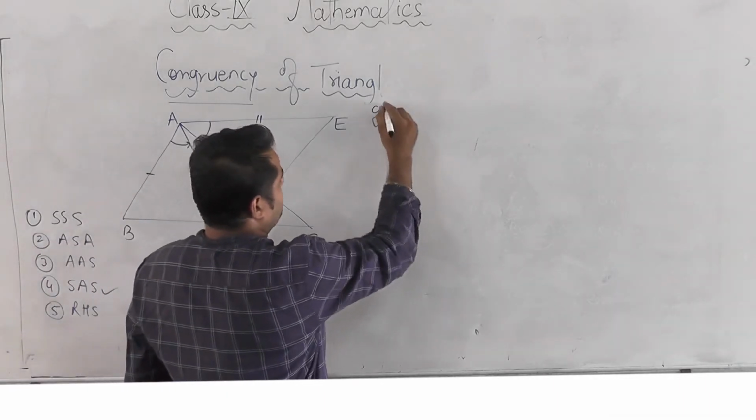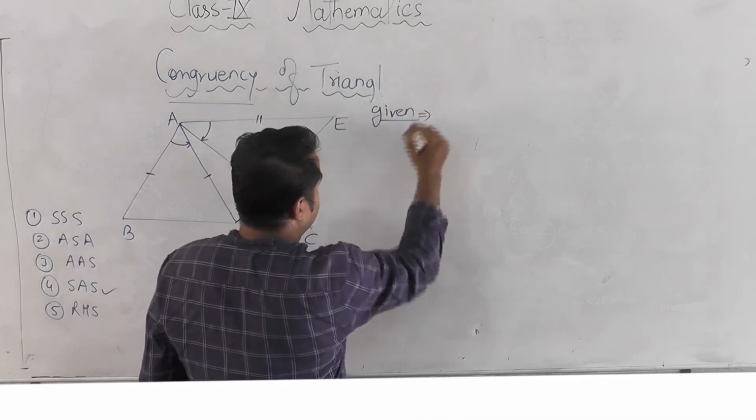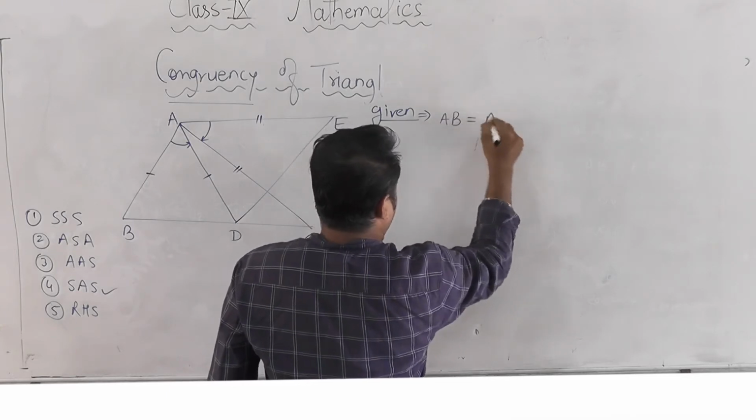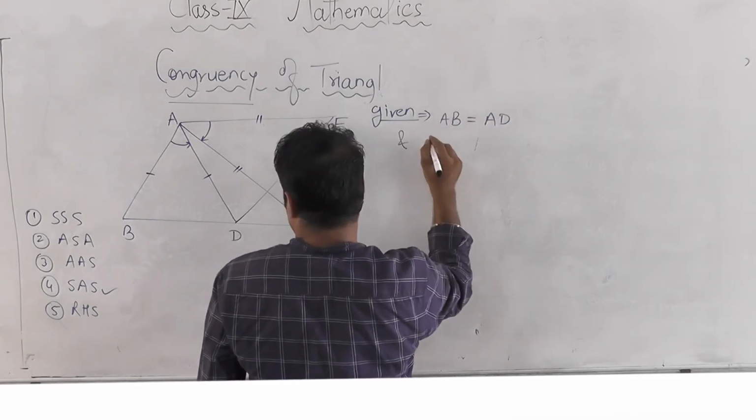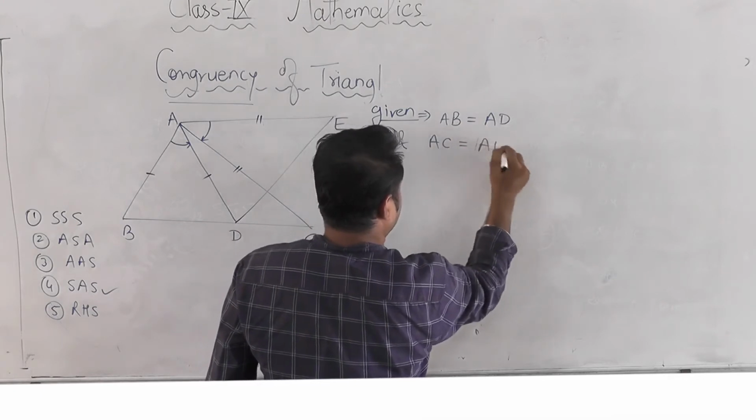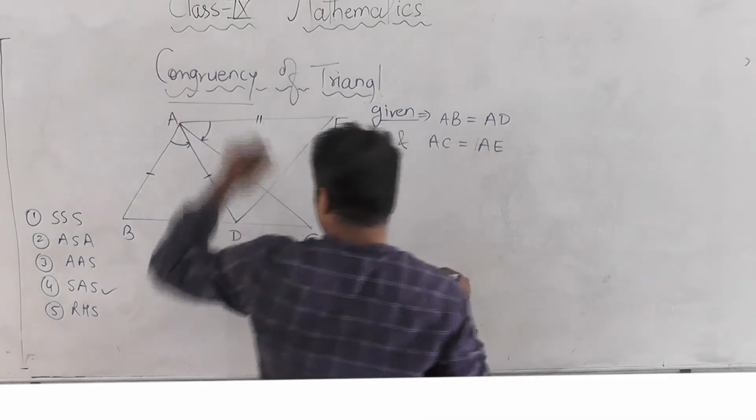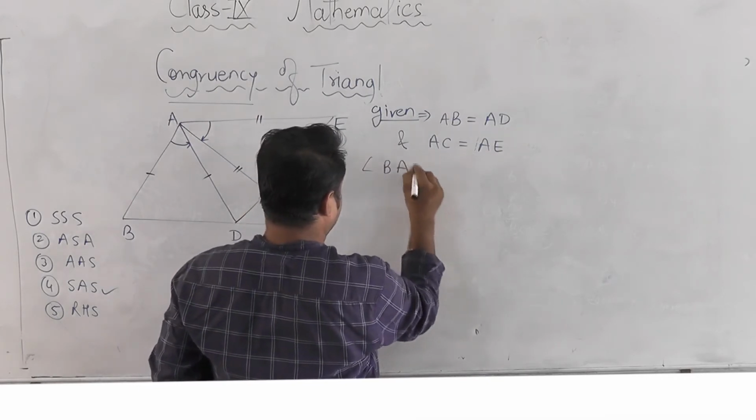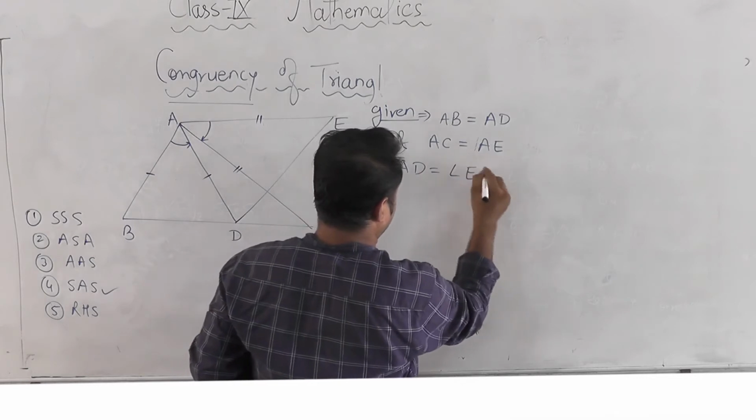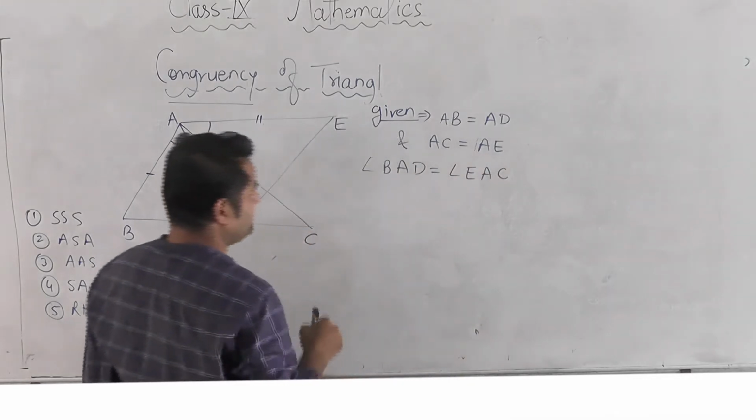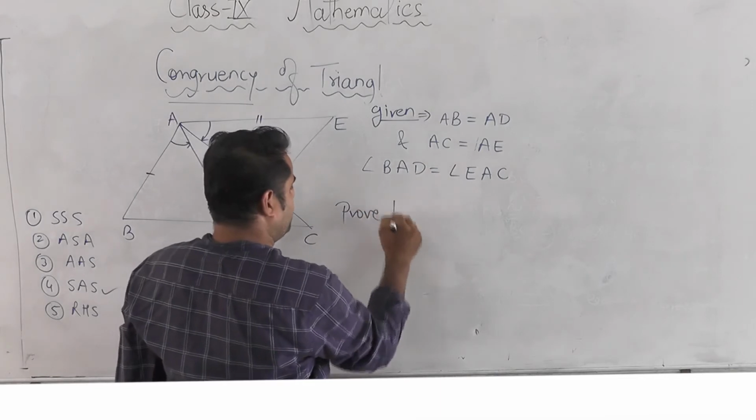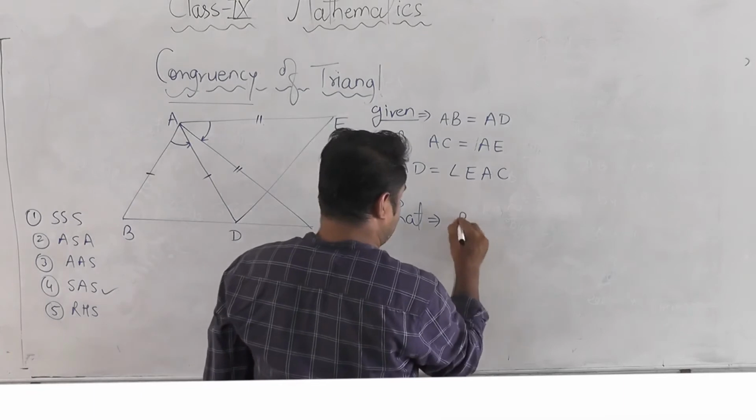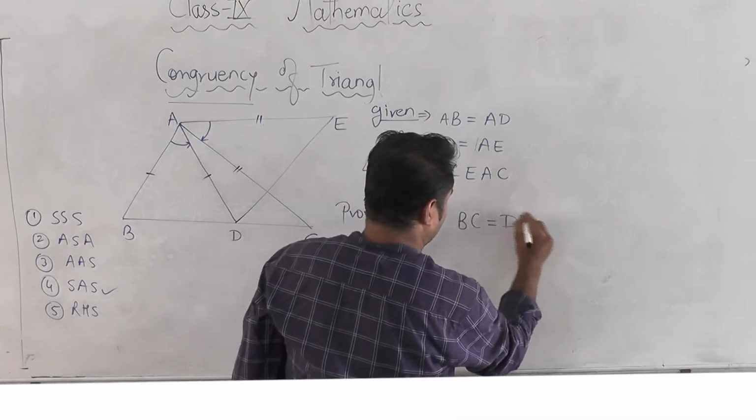I am just writing it here. Given, what is given? That AB and AD are equal, along with AC and AE. Okay, and angle BAD is equal to angle CAE. Okay, like that is given. What we need to prove? We need to prove that BC and DE are equal. That we need to prove.